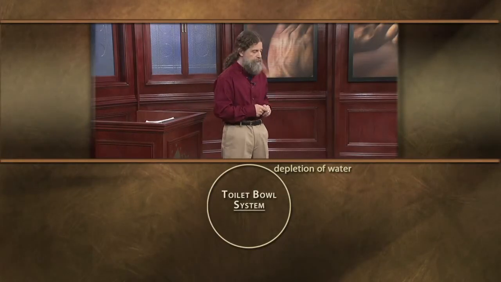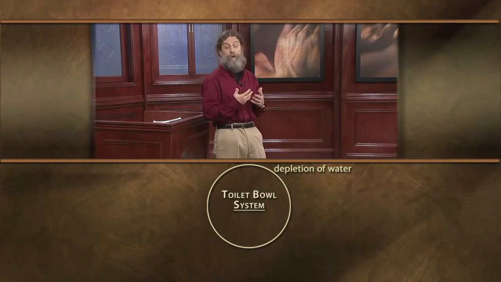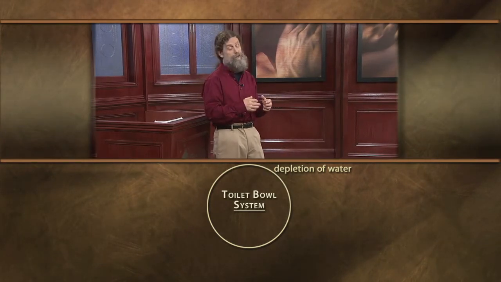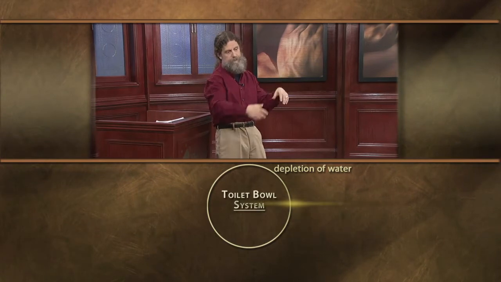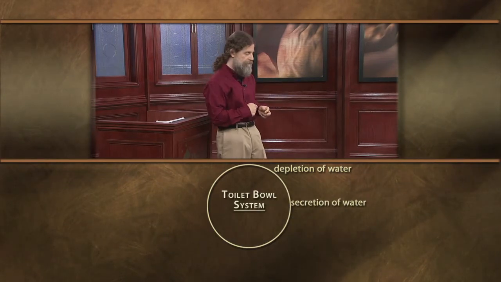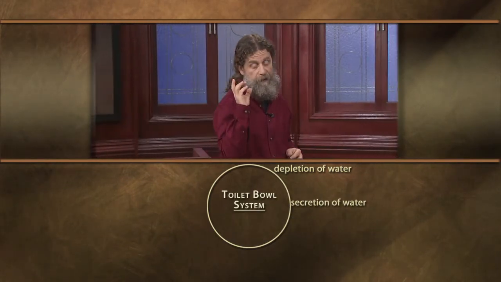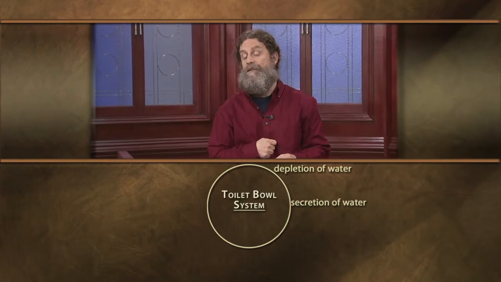So here's what happens in a toilet bowl when you take the lid off and you've got your microscope going there. You flush the toilet and you've got a problem, which is a depletion of water. Your toilet bowl is dehydrated. It needs to fill up with water. And fortunately, you have a source of water. You've got the pipe there, which goes and secretes water.